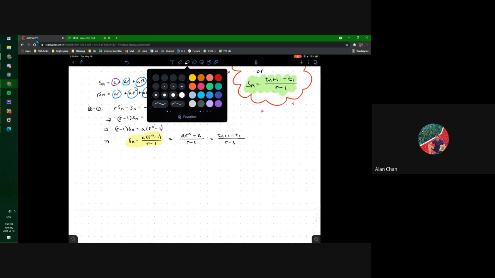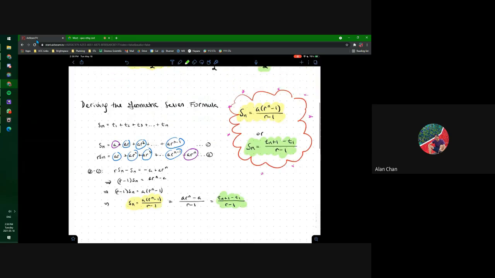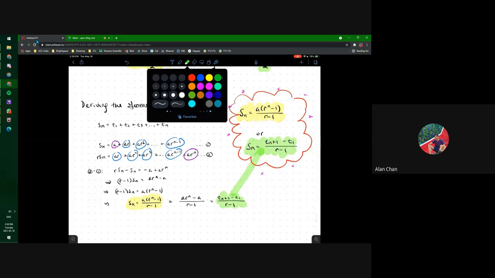Where's my lime green? Okay. And now we can see that we've derived the green formula and we've derived the yellow formula.